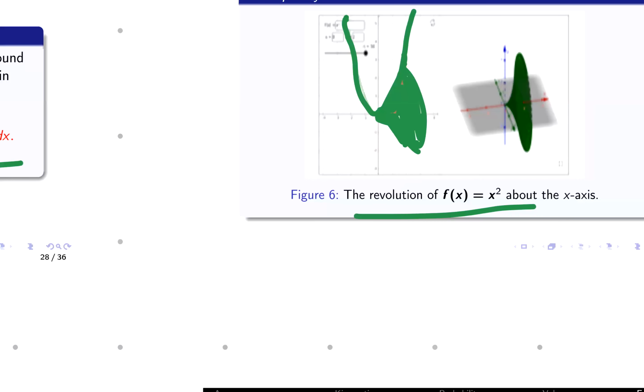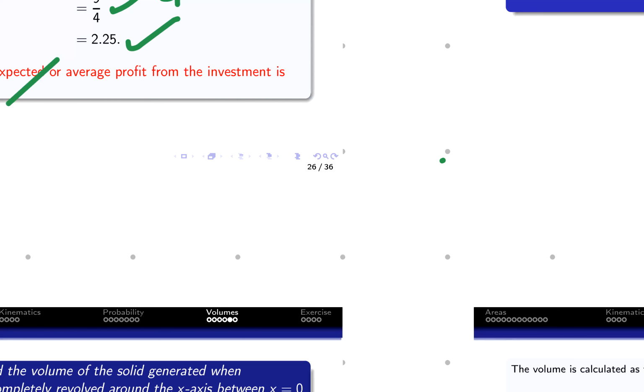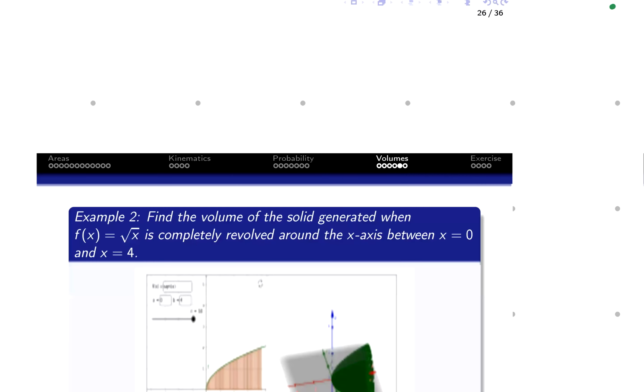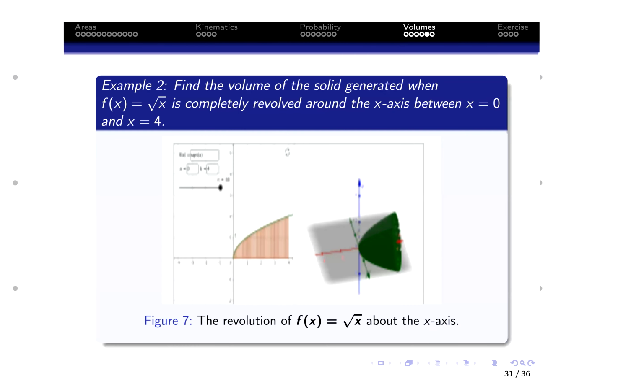All right, so let's go to what else we might have. I believe that should be another example. All right, we have another example. Find the volume of the solid generated when f of x equals square root of x is completely revolved around the x-axis between x equals 0 and x equals 4.